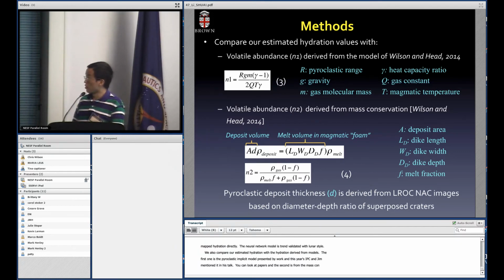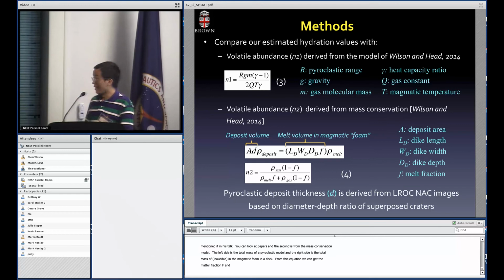As shown in this equation, the left side is the total mass of pyroclastic deposits in place on the lunar surface, and the right side is the total mass of melt in the magmatic form in a dike. From this equation, we can get the melt fraction F, and 1 minus F will be the gas fraction. So plugging F into this equation, we can calculate the volatile concentration. What I want you to know is that in this equation, the pyroclastic deposit depth D is required. We can derive this value from the LROC NAC image based on the crater diameter to depth ratio.